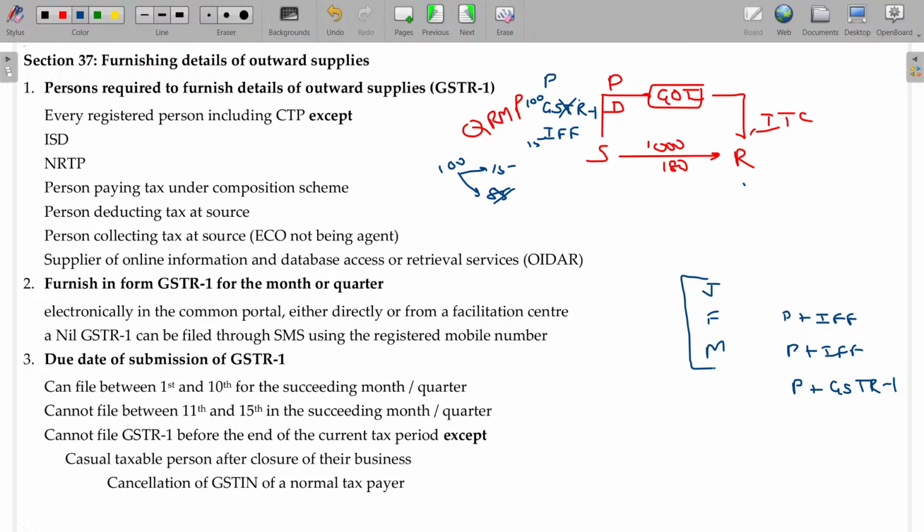If you are under the regular scheme, you have to pay the tax and file the GSTR form within the due date, monthly once. If you are under the QRMP scheme, payment will be done monthly once, but IFF will be used for the first and second month. The third month you have to give GSTR 1. Okay, clear? Hope you will now be able to understand.